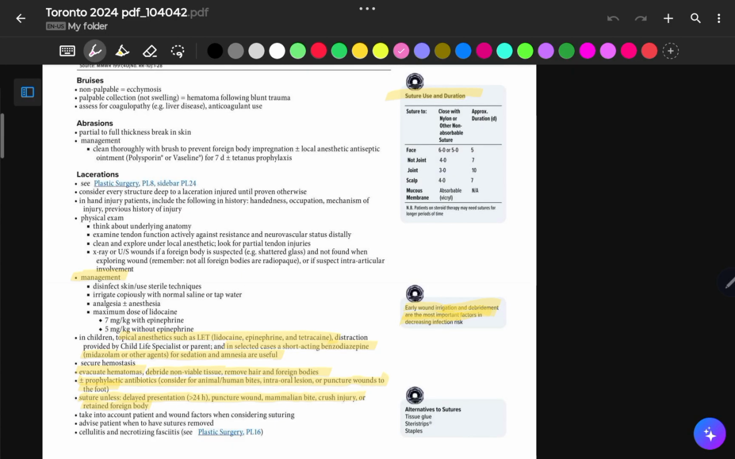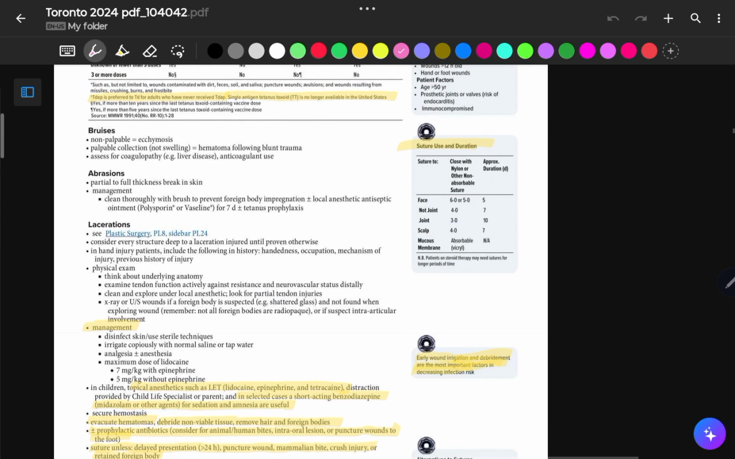So you have bruises, then you have abrasions. You can check on Google what that looks like. Then you have lacerations. Consider every structure deep to the laceration injured until proven otherwise. And in a hand injury patient, include the following in the history.